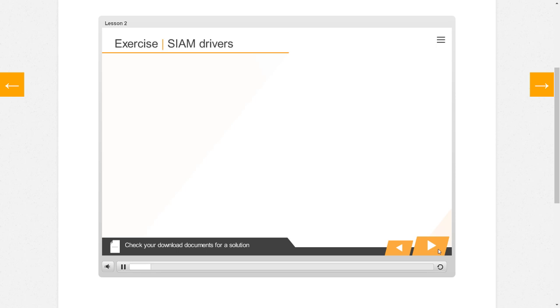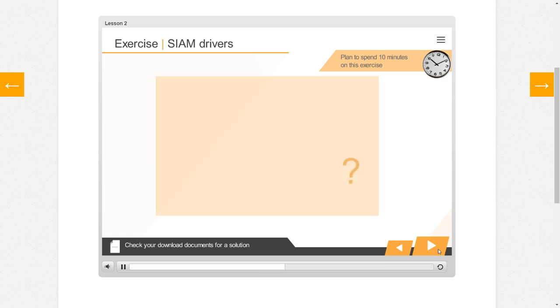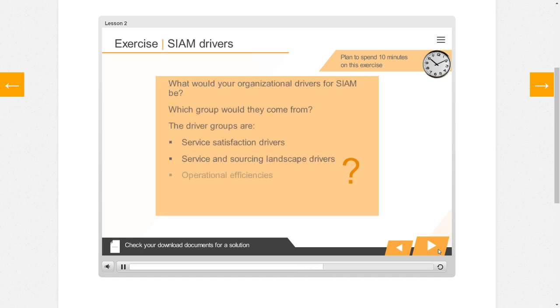We're going to end this lesson with a short exercise. Spend 10 minutes on this exercise, and don't forget to check your study guide for a suggested solution. For this exercise, use your own experience in your current organization or an organization you have worked with in the past. What would your organizational drivers for SIAM be? Which group would they come from? Try and think of at least 3 drivers. You can see a reminder of the driver groups on screen now. When you finish the exercise, use the Next button to move on to the end of lesson quiz.